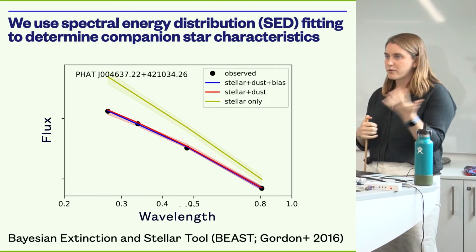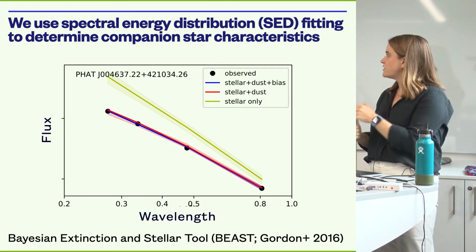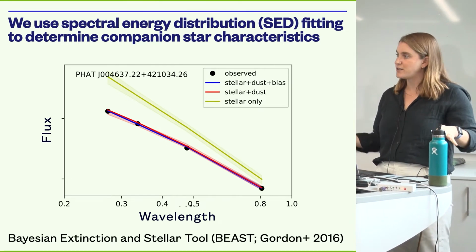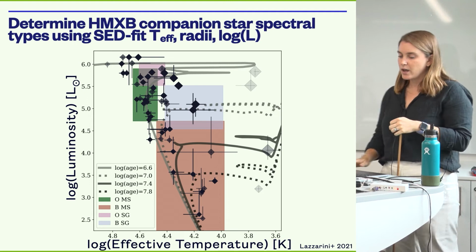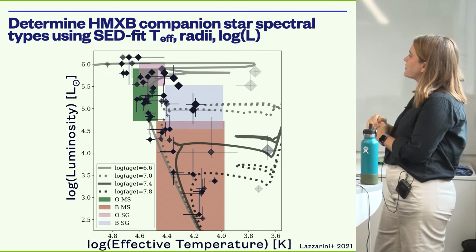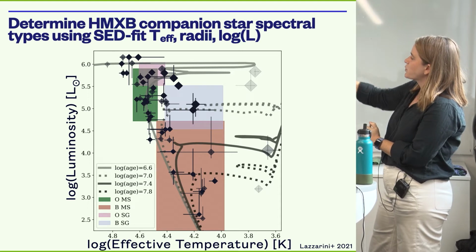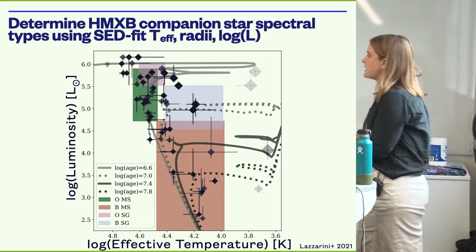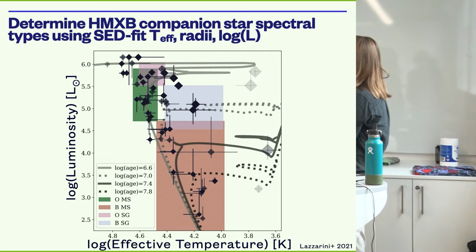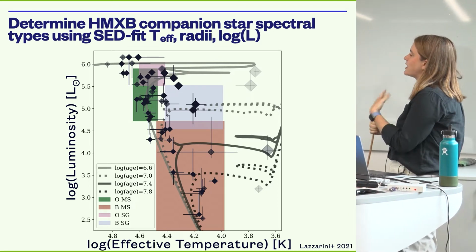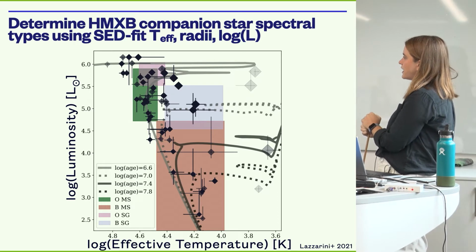So what we can do is we perform these fits for all of our HMXB companion star candidates, and then we can do things like throw them onto a Hertzsprung-Russell diagram to see what our population looks like. This is for the population in M31. The colored squares show the expected ranges for O and B main sequence and supergiant stars. The lines show isochrones of various ages. And all of the diamonds are our identified HMXB companion star candidates.